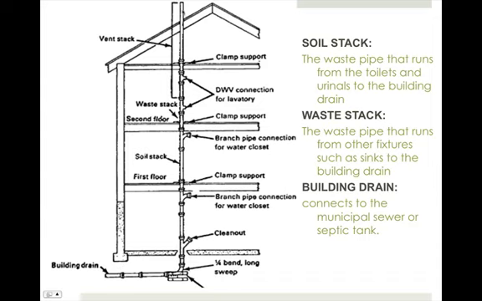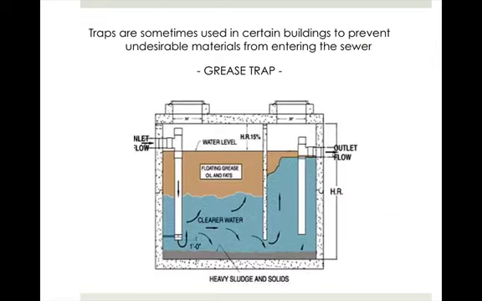A vent is required. So you'll see these little pipes sometimes sticking out of the roofs. The vent is required to ease the pressure of what's happening inside these pipes. Traps are sometimes used in certain buildings to prevent any undesirable materials from entering the sewer. The city can only handle so much waste, and if you dump a lot of grease into the sewer, for example, that's very difficult to clean. So a lot of times restaurants will use what's called a grease trap, and it keeps the grease from entering the system, and then they pay for a service for someone to come and clean the trap regularly.